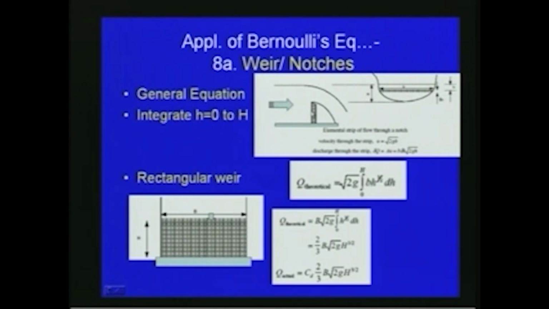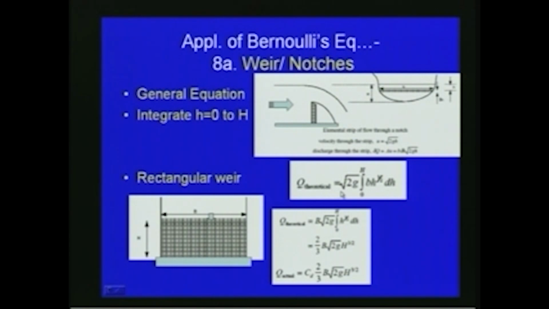Here you can see this is the sharp crested weir, and then we will consider a small elemental strip through a notch. You can see that this velocity u is equal to square root of 2gh, and the discharge through the strip, delta q, is equal to area of cross section into velocity. So, b delta h into square root of 2gh with respect to this figure here, and then we can just integrate between 0 to h. If h is the depth of flow with respect to the crest of the weir as shown in this figure, so this is the depth of flow. So, we can integrate from 0 to h.